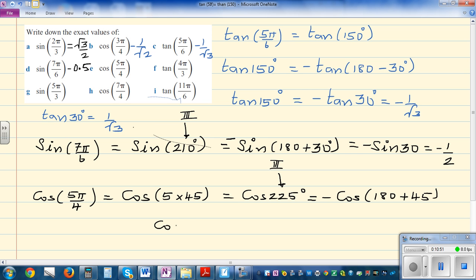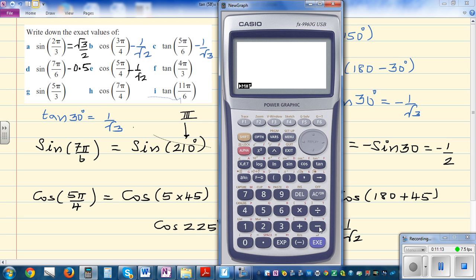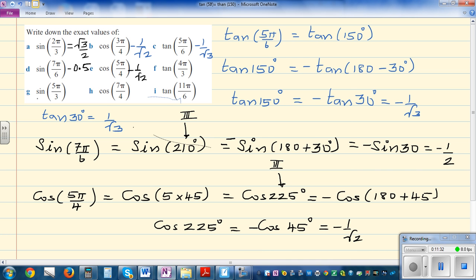So we can say cos of 225 degrees is equal to minus cos of 45 degrees. And cos 45 is 1 over root 2, so this should be minus 1 over root 2. Let me show this on a calculator. Minus 1 divided by root 2 is minus 0.707. Let's cancel that, and cos of 225 degrees should be that same number. So you can do G, H, and I as your work and check it on the calculator.